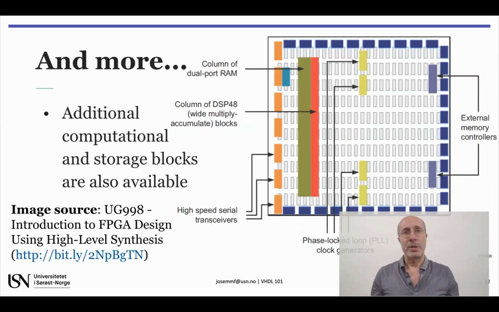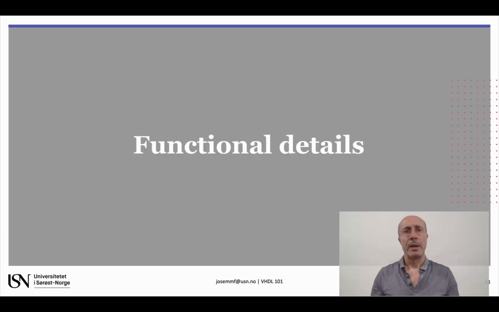But modern FPGAs are not limited to CLBs and interconnection resources as shown in this slide. They also provide more complex building blocks, such as digital signal processing structures, phase-locked loops, dual-port RAM blocks, and more. We will not make use of this type of resources in our course, but you should be aware of their existence. Now that you have an overview of the global resources available in modern FPGA devices, let's look into some functional details.